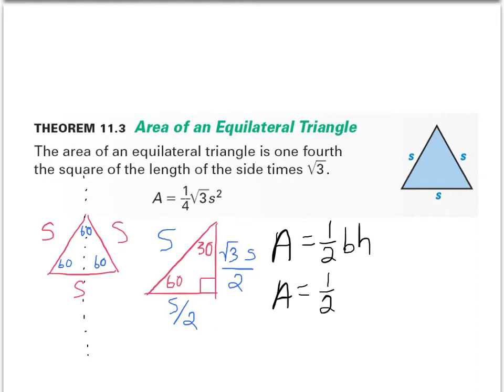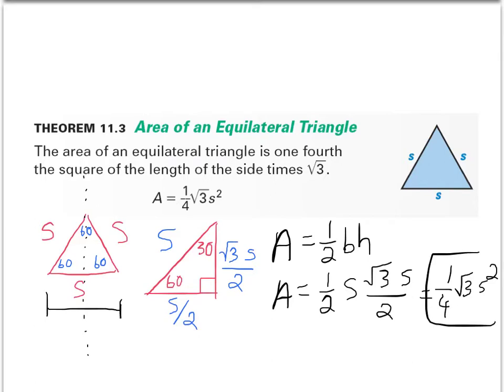So here we do 1/2 the base, which is this whole side S, times the height, which is the square root of 3 times S over 2. When we simplify that, we get 1/4 the square root of 3 times S squared. And that's where that formula comes from.